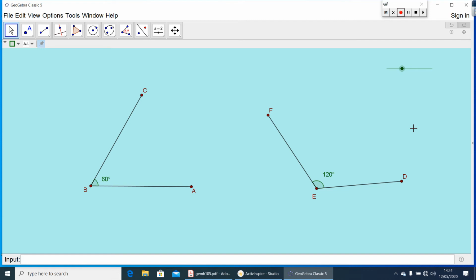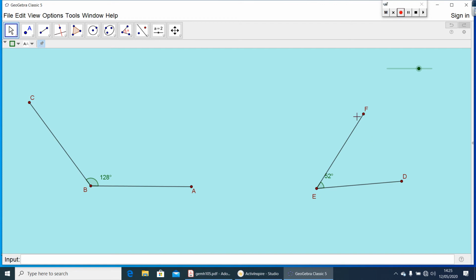Here, what is the measure of these two angles? Sum of the measure of these two angles, 60 plus 120, again you are getting 180 degree. And if you take 128 degree and 52 degree angle, if you add these two, again you are getting 180 degree.